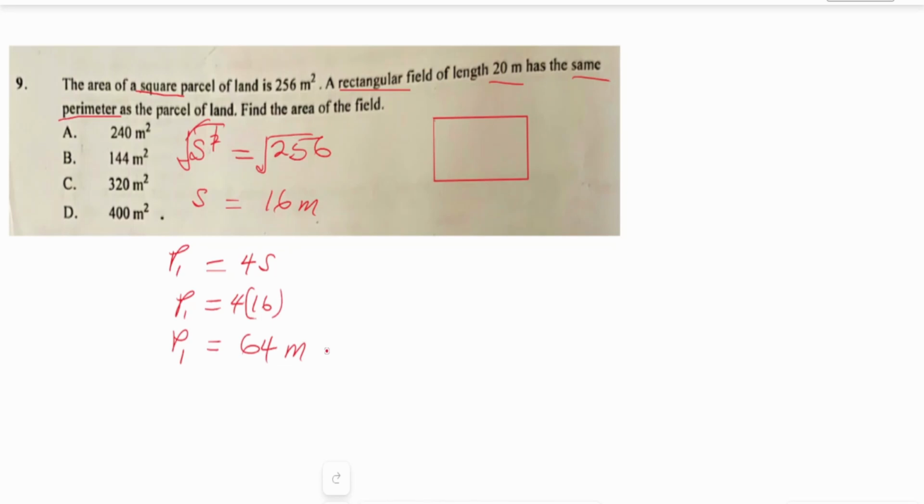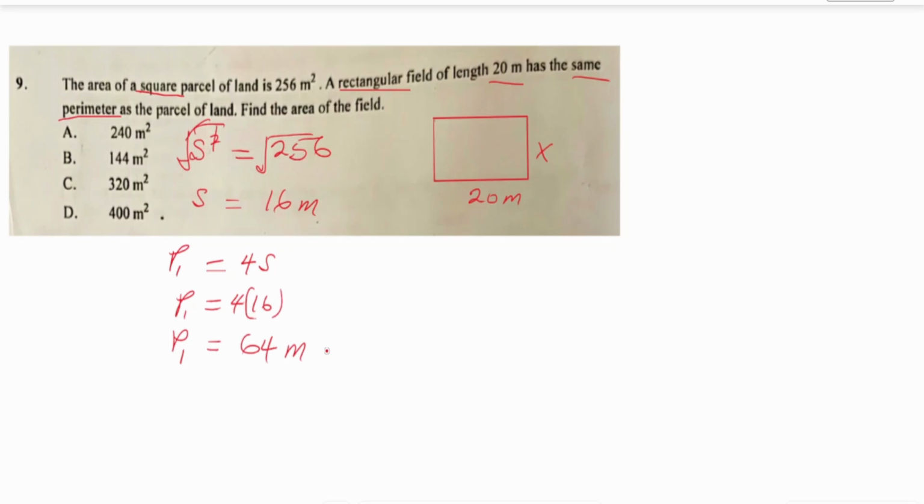If we take this to be our rectangle, then this is going to be our length, which is 20 meters, right? But then we don't know the width, so let's call that x. And because of that, it will not be easy for us to just find the area of the rectangular field. We need to solve for the width first, because area is length times width, or length times breadth.